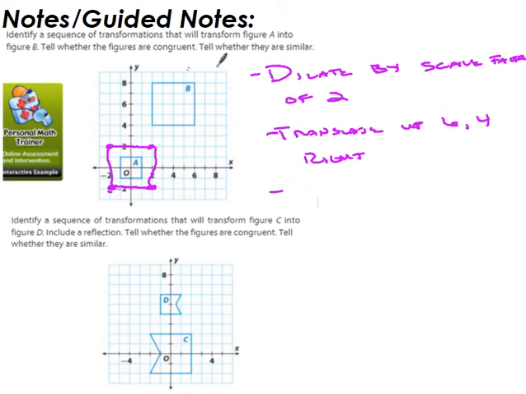These two are similar. They are not congruent. They are similar because they are both squares, so they're the exact same shape. However, they are different sizes. One is a lot smaller than the other, but they're smaller or larger by a scale factor of 2.